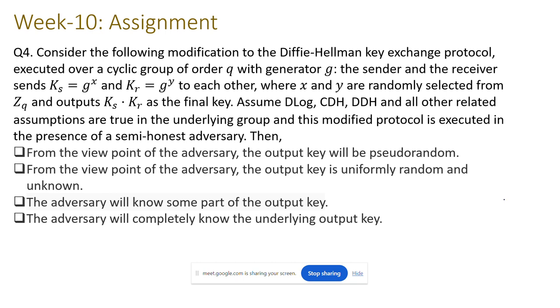Assume discrete log, computational Diffie-Hellman and decisional Diffie-Hellman, and all other related assumptions are true in the underlying group, and this modified protocol is executed in the presence of a semi-honest adversary. Then the options say: from the viewpoint of the adversary, the output key will be pseudo-random. From the viewpoint of the adversary, the output key is uniformly random and unknown. The adversary will know some part of the output key. And last, the adversary will completely know the underlying output key. What is the correct answer?